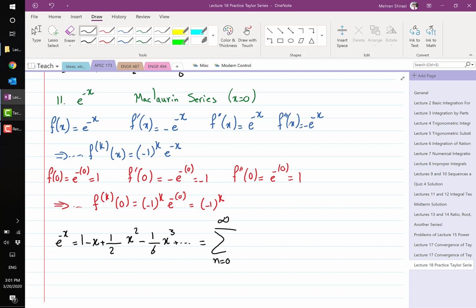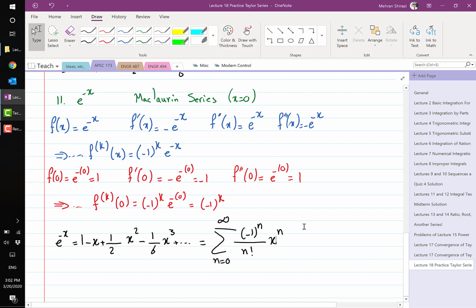Well, it's very easy. The k-th derivative is minus 1 to the power of k, or the n-th derivative is minus 1 to the power of n. It doesn't matter, I use n. If I wrote it as k, then the power of negative 1 would have been k, divided by n factorial times x to the power of n.